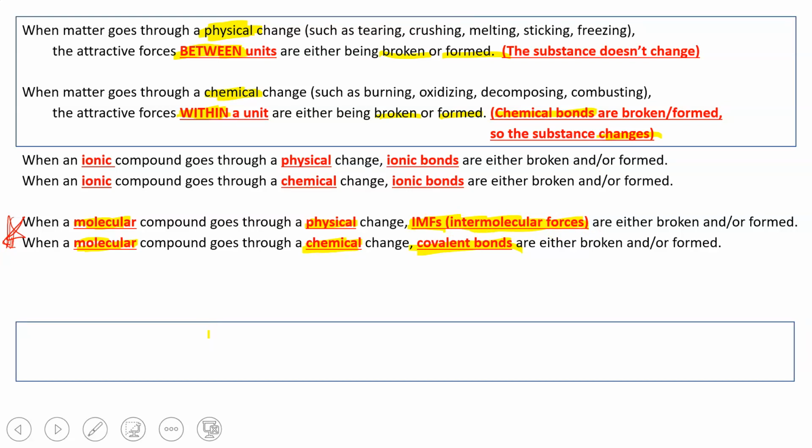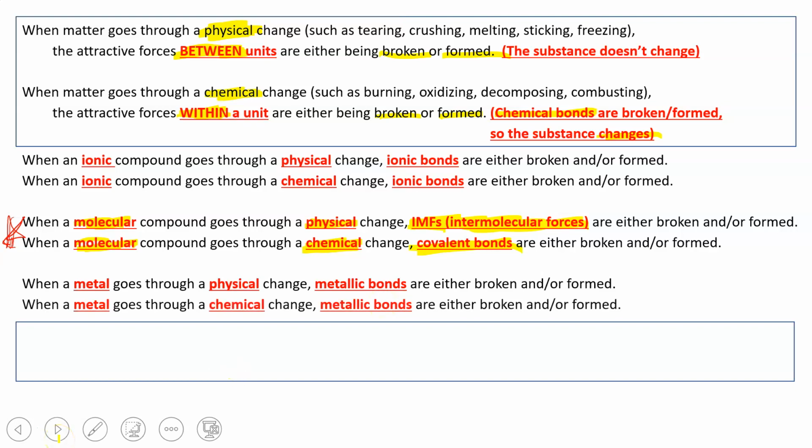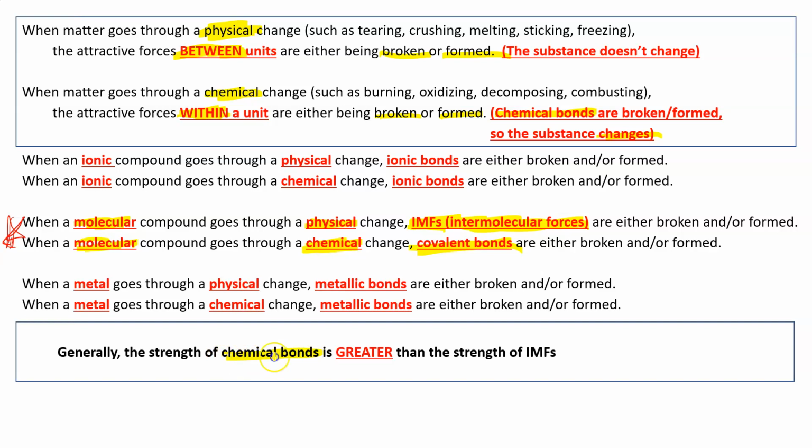to break or form. So when a metal goes through a physical or chemical change, metallic bonds are either broken and or formed. And when a metal goes through a chemical change, again, metallic bonds are either broken and or formed. So ionic and metallic have some similarities in this unit in the way we think about them. They're a lot more challenging to change than a molecular compound if we're talking about a physical change. Generally, the strength of a chemical bond, whether it's ionic, covalent, or metallic, is greater than the strength of intermolecular forces. Be aware of that.